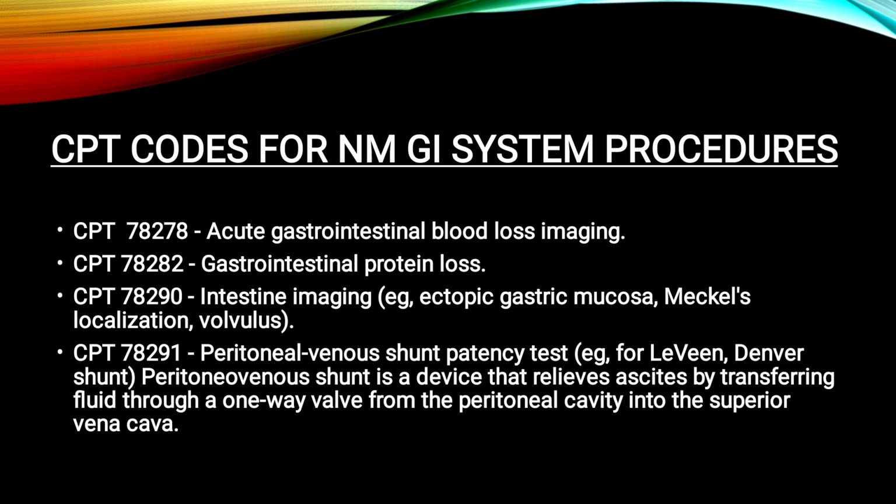A peritoneal venous shunt is mostly used in order to transfer the liquid that is accumulated in the peritoneal cavity, that is most commonly known as ascites. Whenever this ascites is transferred through a specialized shunt into the superior vena cava, then such a shunt is known as a peritoneal venous shunt, and whenever the patency of such a shunt is tested using a nuclear medicine procedure, then we are coding CPT 78291.